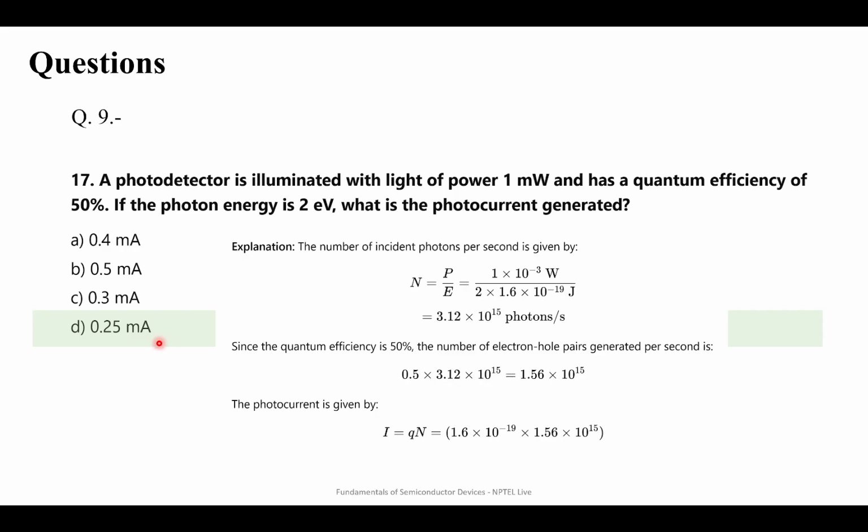So this was a slightly tricky question because it involved knowing all these things. But this is the type of question you can get from a photodetector part.